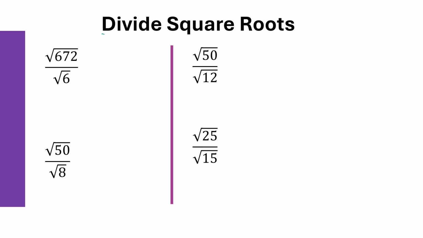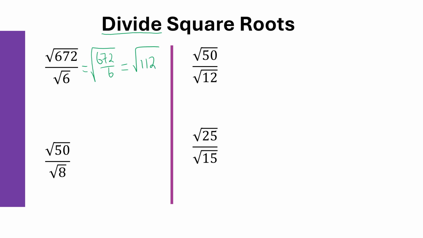When we divide the square roots, just like when we multiply the square roots, I can just divide the numbers inside the square root. So instead of having two separate square roots, I can write this as under one square root and divide 672 divided by 6, and that will give me a whole number, which is square root of 112. And don't forget to always simplify your final answer.